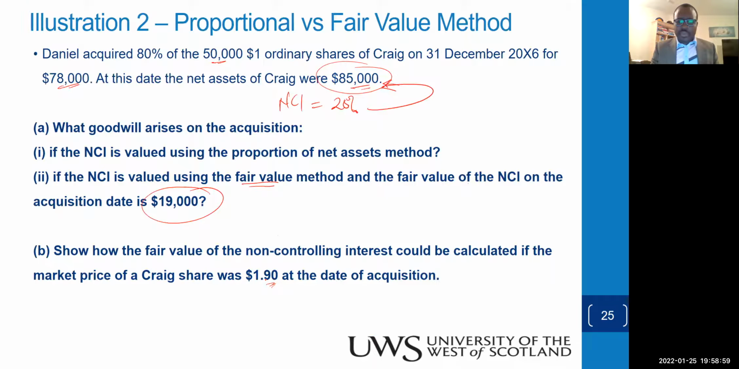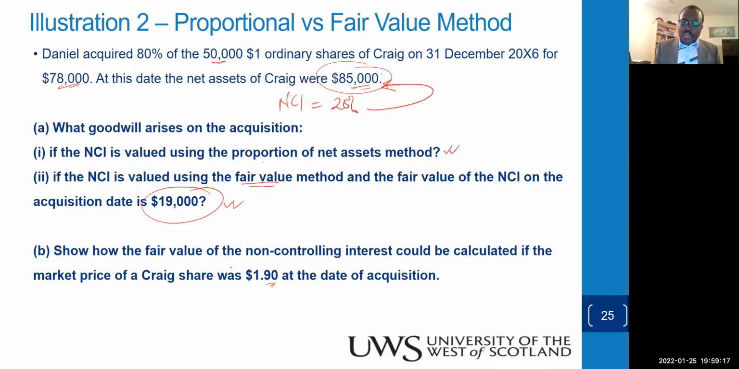Listen, I'm going too fast. Sometimes you may be asked, as in the first instance in this question, where we are given the fair value of the NCI as 19. Or they can tell us to value it as a proportion of the net assets, in which case we will determine it.